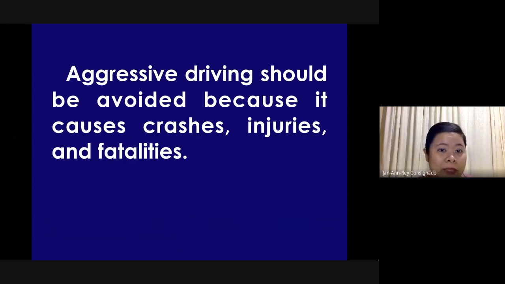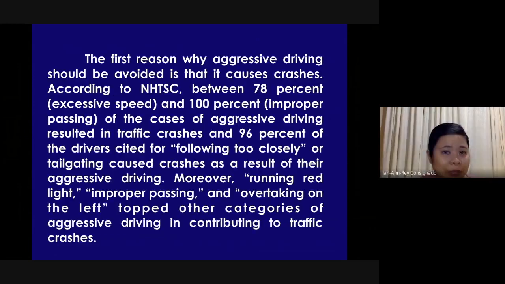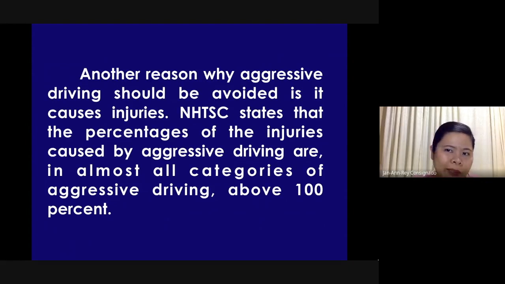Aggressive driving should be avoided because it causes crashes, injuries, and fatalities. The first reason why aggressive driving should be avoided is that it causes crashes. According to NHTSC, between 78% excessive speed and 100% improper passing of the cases of aggressive driving resulted in traffic crashes, and 96% of the drivers cited for following too closely or tailgating caused crashes as a result of their aggressive driving. Moreover, running red light, improper passing, and overtaking on the left topped other categories of aggressive driving in contributing to traffic crashes.